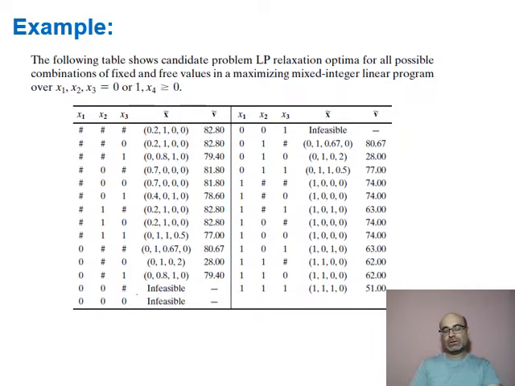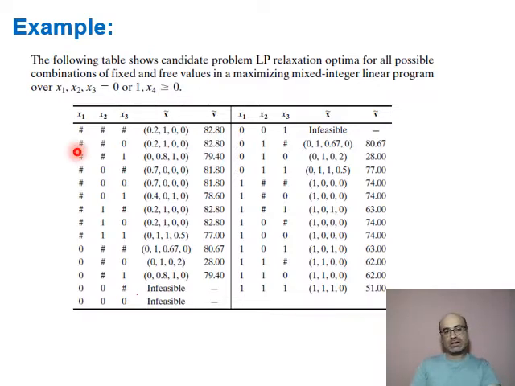What do you obtain when you solve? x1 becomes 0.2, x2 is 1, x3 is 0. So these are the binary decision variables. And x4 is equal to 0. It's a continuous decision variable, but it appeared to be 0. And the last column gives us the optimal objective function value. So the LP relaxation has an objective function value of 82.8.